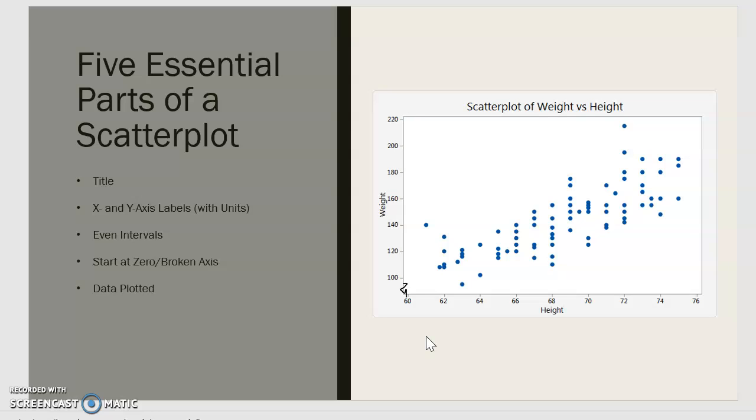Our last element that's super important to scatterplots is going to be that our data is plotted. This seems like a no-brainer, but I don't want to see any graphs with just a white background and no dots on it. So make sure that you are plotting your data points and you're plotting them as accurately as possible.